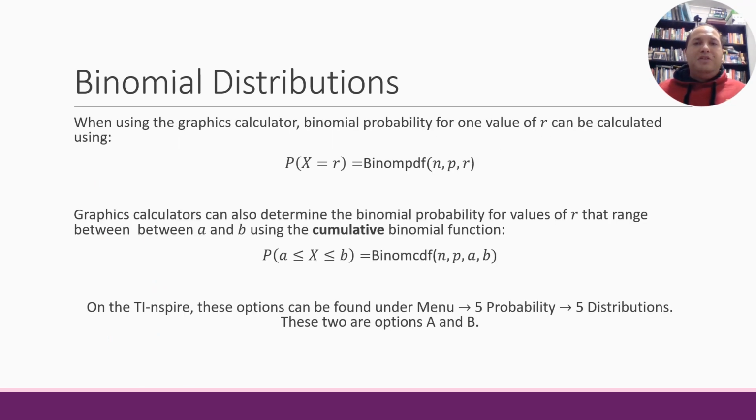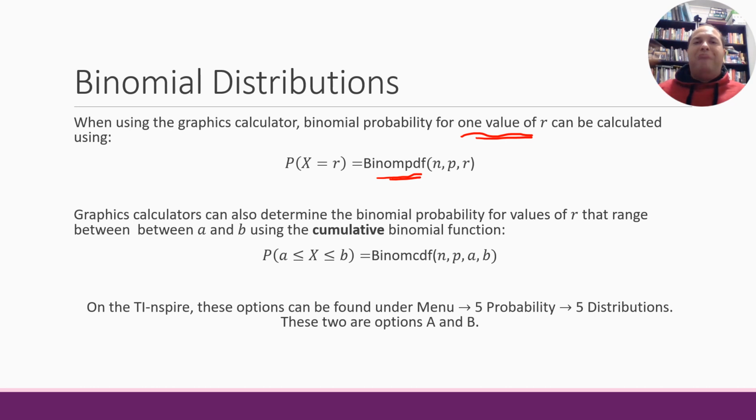Okay, so there are two functions on our calculator to start off with. If we want to find the probability in a binomial distribution of just one value of r, say we're flipping a coin 10 times and we want to find the probability of there being 6 tails, this would be a situation where we would use binomial PDF.